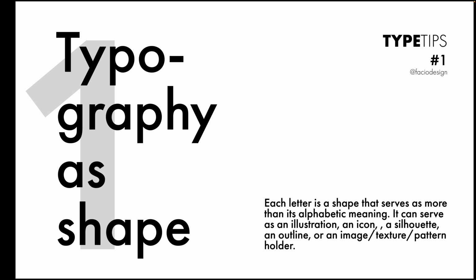This is type tip number 1, typography as shape. What this means is that each letter is a shape that serves as more than its alphabetical meaning. It can serve as an illustration, an icon, a silhouette, an outline, or an image, texture, or pattern holder. What does that mean? Let's take a look at some examples.